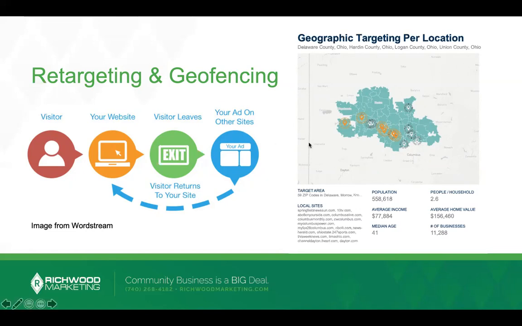So this is just an example of what geofencing could look like. This was a quote that we had sent out to a client. In this one, we targeted Delaware County, Hardin County, Logan County, and Union County. And we got specific on which websites we wanted to geofence, or that we wanted our ad to land on, and then what the population, average income, and those kinds of things are in that area. All this information was here.